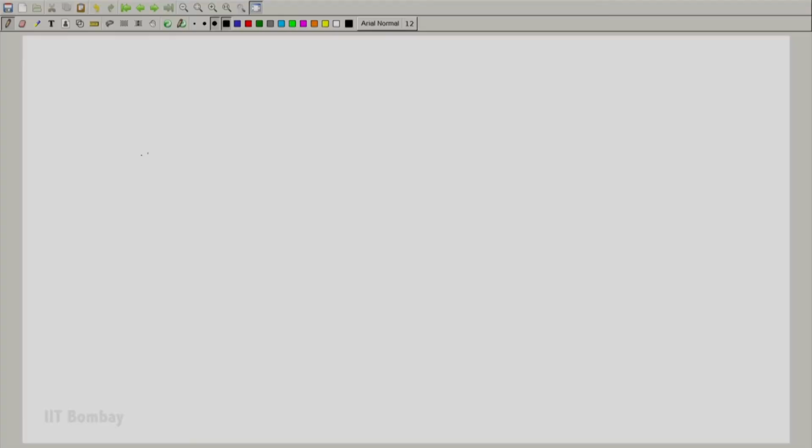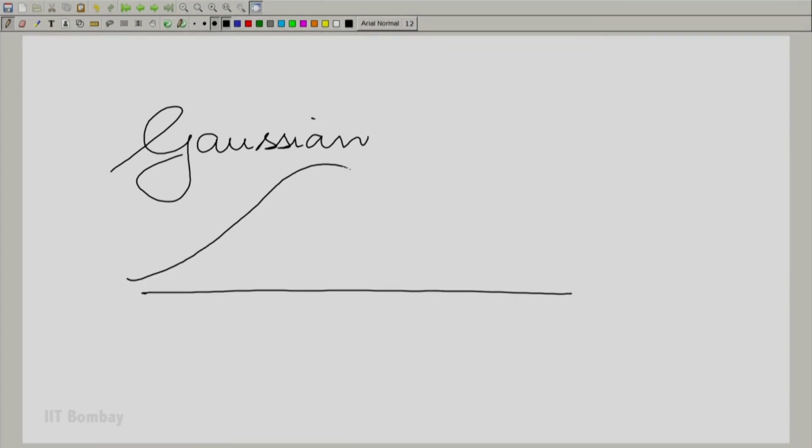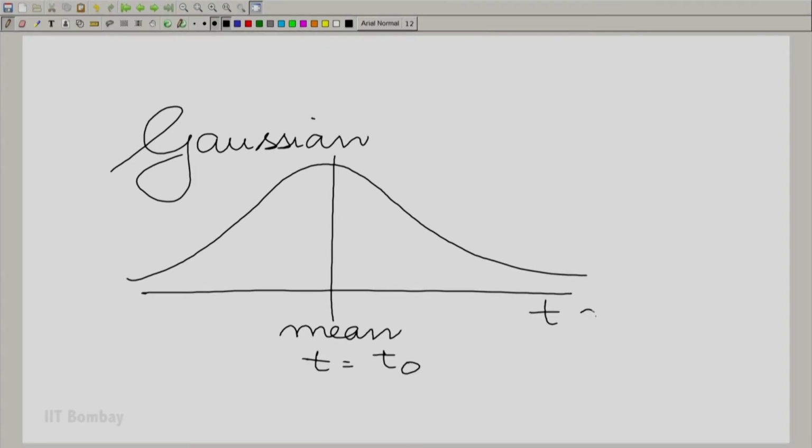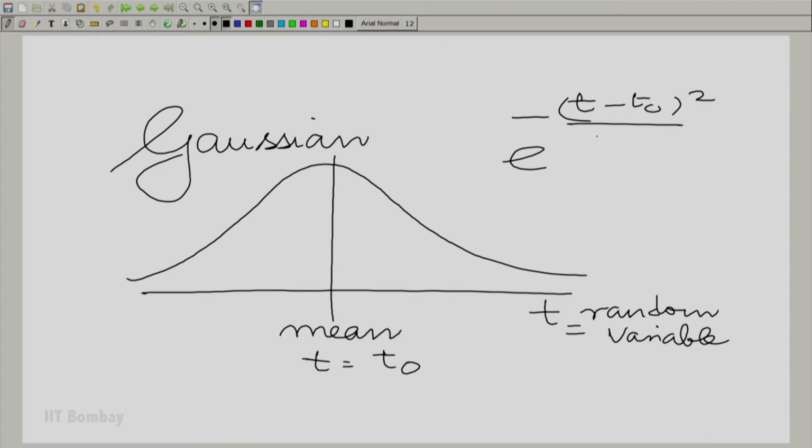So, for example, many of you are familiar with what we call the Gaussian density, or the normal distribution. It looks something like this. There is a mean here, and of course, the expression, if the mean is at t equal to t0 and t is the random variable, then it looks like e raised to the power minus (t minus t0) squared by 2 sigma squared, divided by an appropriate constant. Let us not get into that for the moment. The constant depends on sigma. Now, this is of course what you call Pt.